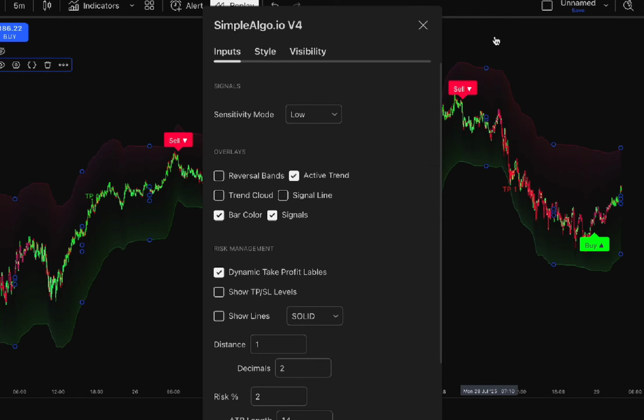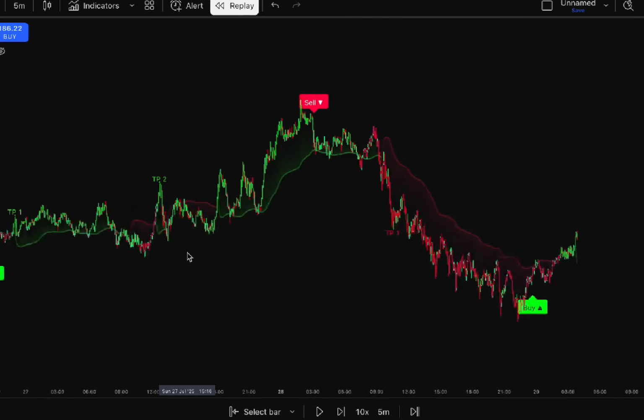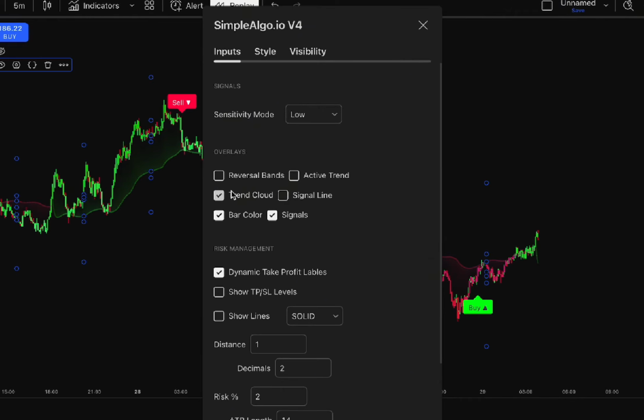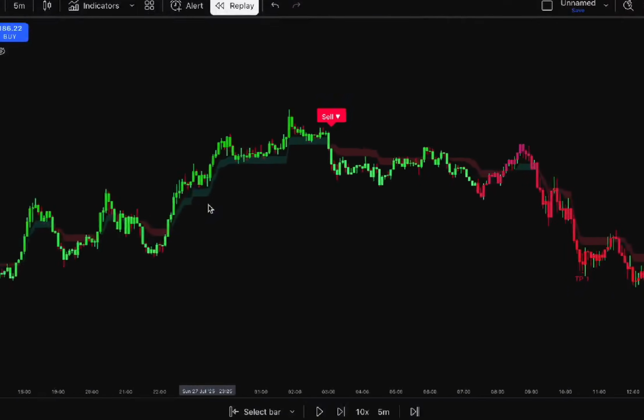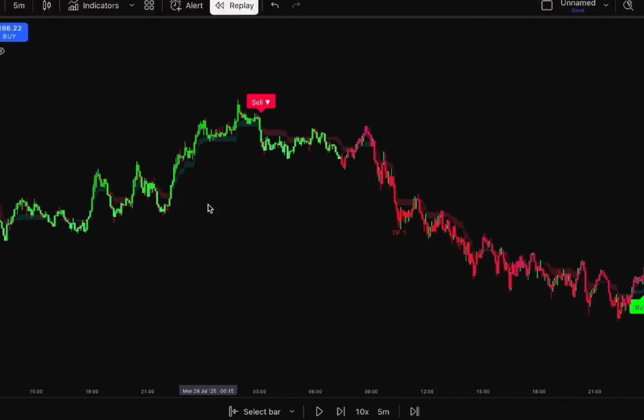The active trend indicator is also very self-explanatory. It can be used as an extra added confirmation, or it could be used as a trailing stop loss for either your short or long positions. Then we have the trend cloud, and I like to use this in conjunction with the active trend feature. I use the trend cloud as a trailing stop and the active trend feature as added confirmation on my entries.